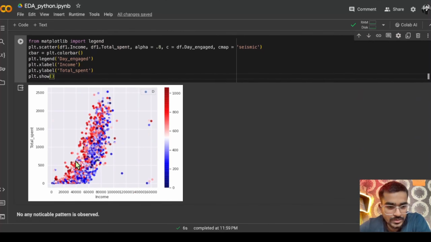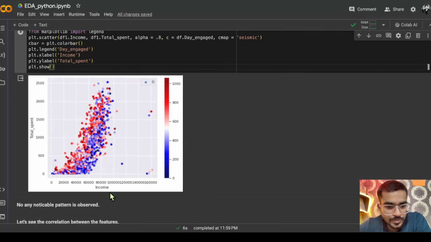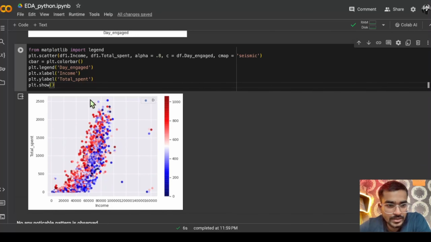Like you can take the distribution between total spent and income, and you can take day engaged as a legend, and you can take the CMAP as seismic. So it will give the values like day engaged value, you can see 0 to 1000. So if there is a high value, it will be red. If there is a low value, it will be blue. So you can see these are the distributions that we have.